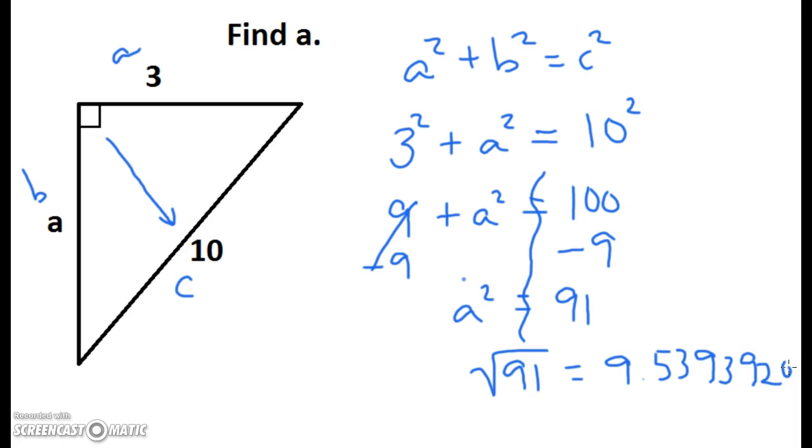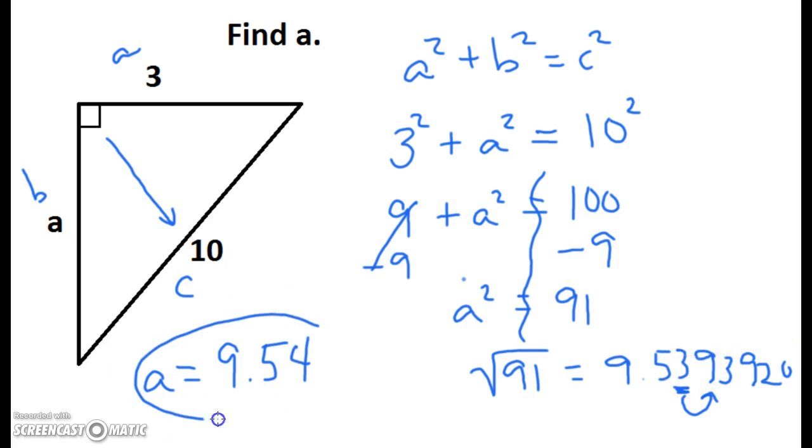All right, so let's round our answer to the nearest hundredth. If we look right behind here, is this 9 big enough to round this 3 up? Yes, it is. So I'm going to say that a is equal to 9.5, and instead of 3, I'm going to round it up to 4, 9.54.